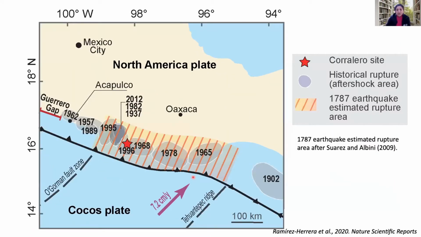And here we represent with these orange dashes what is estimated as the rupture area, 450 kilometers. So we took the task of looking for geologic evidence of this event on this section of the coast.